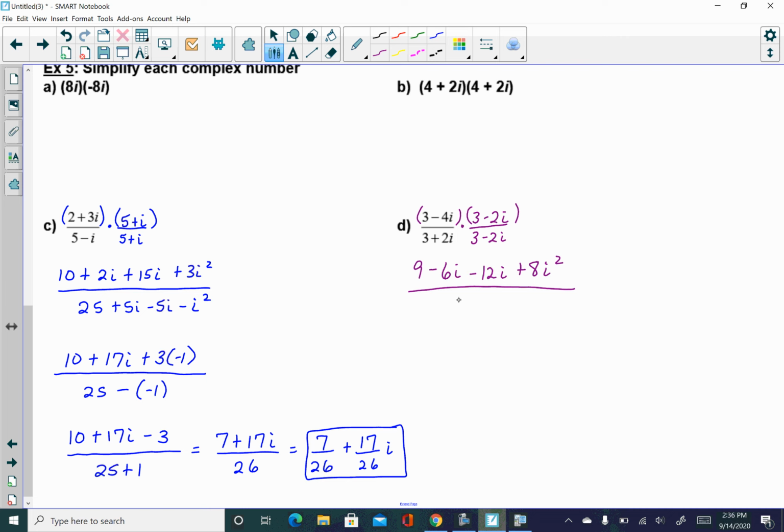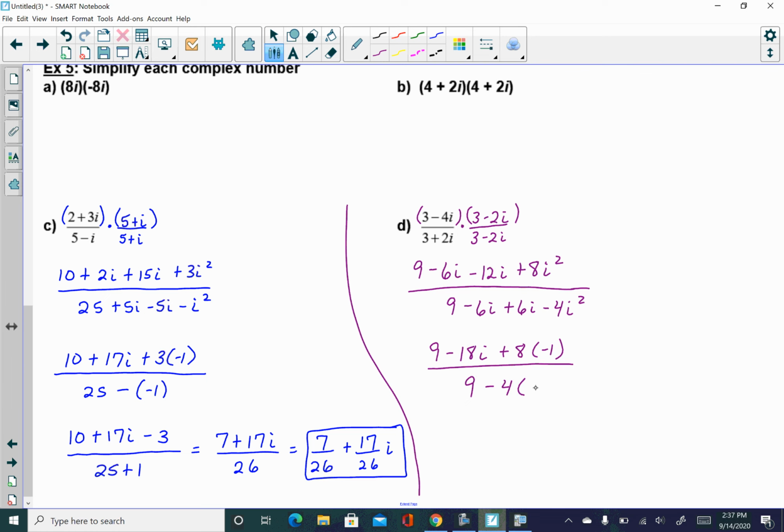On the bottom, 3 times 3 is 9. Outside, minus 6i. Inside, plus 6i. And then last, minus 4i squared. Now, from here, we start to combine like terms. So I have 9 minus 18i plus 8, and we know that i squared is equal to negative 1. So 8 times negative 1 up top. On the bottom, I have my 9. My 6i's cancel out. Minus 4 times i squared, I know, is negative 1.